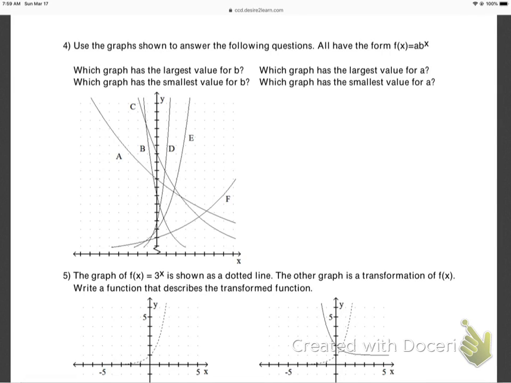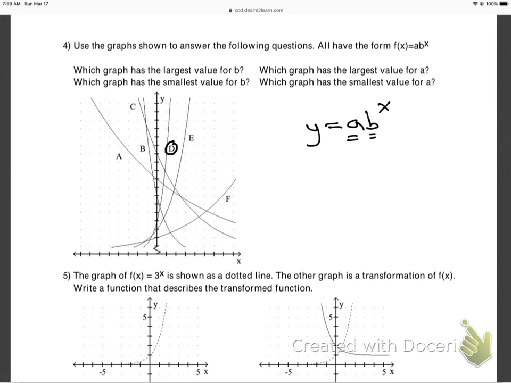Okay, similar kind of question to the last one. Use the graphs shown to answer the following. Which graph has the largest value for b? Okay, so again, we're thinking of y equals a b to the x. Remember that's the initial value. This is b here. So the large value of b will have the quickest growth rate, and that looks like d to me. You see that?